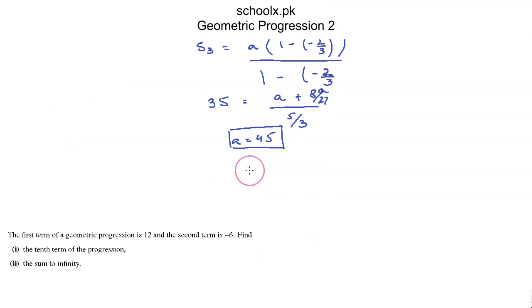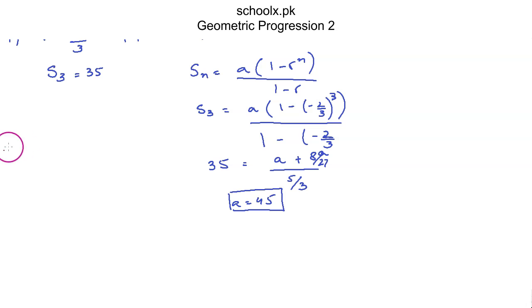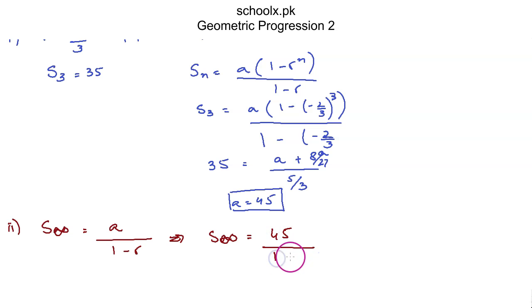Alright, now moving on to the next part, it says find the sum to infinity. Alright, so we know that the modulus of r is less than 1, hence the sum to infinity of the geometric progression will exist. So the sum to infinity formula was a over 1 minus r. So by using this formula we get a is 45 over 1 minus r, which is -2/3, so 1 plus 2/3. So sum to infinity is 27.